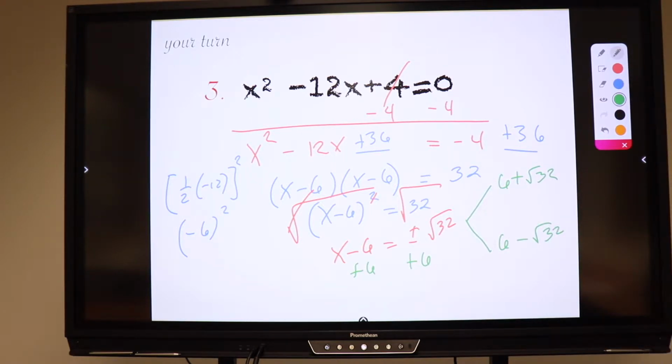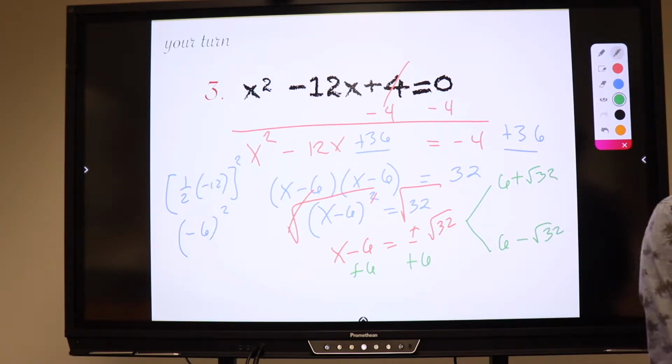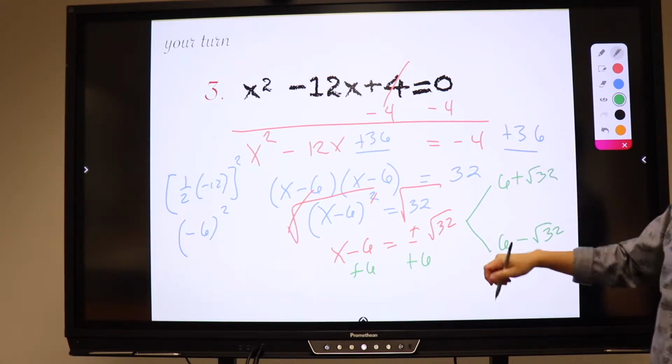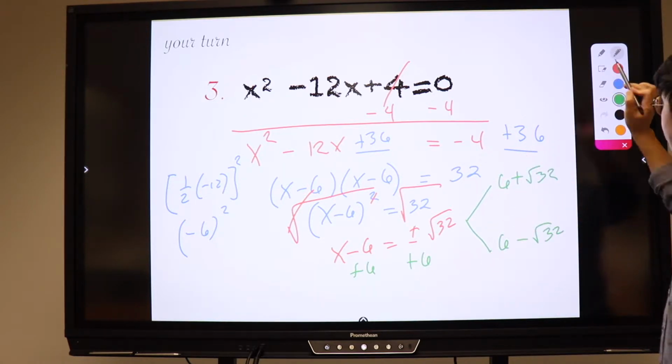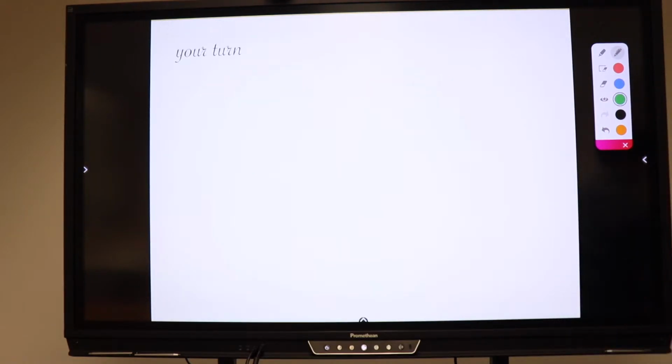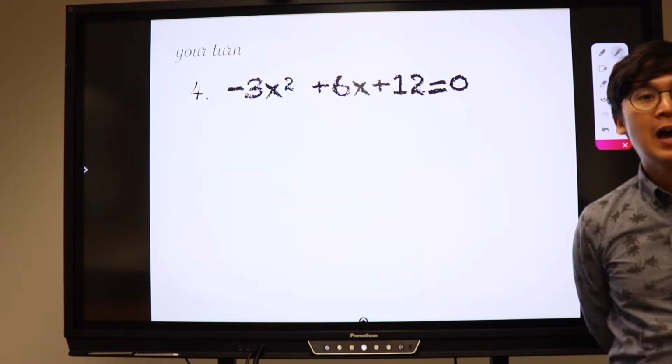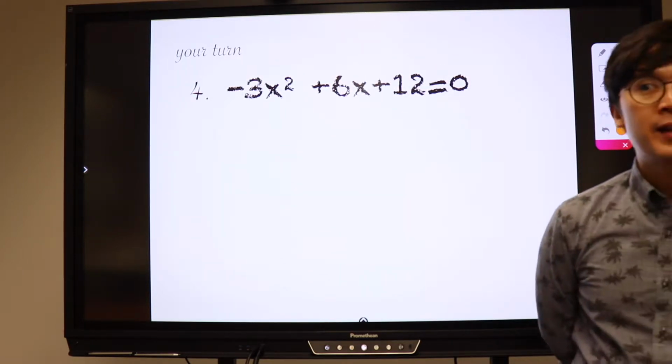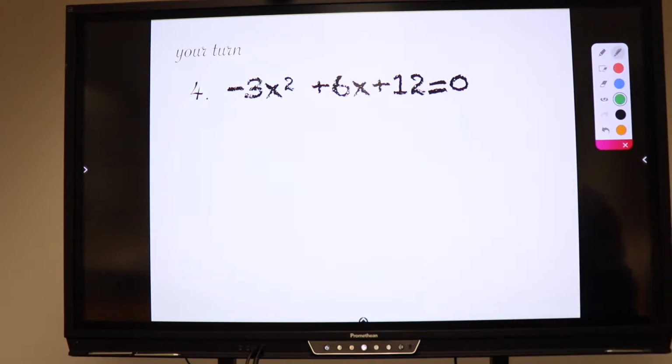Because you cannot take the square root of 32 unless we have a calculator. Alright? So this is how we complete a square. How about this? How are we going to complete a square with an example like this?